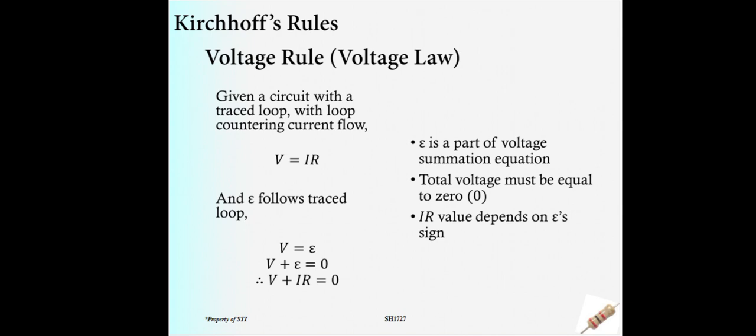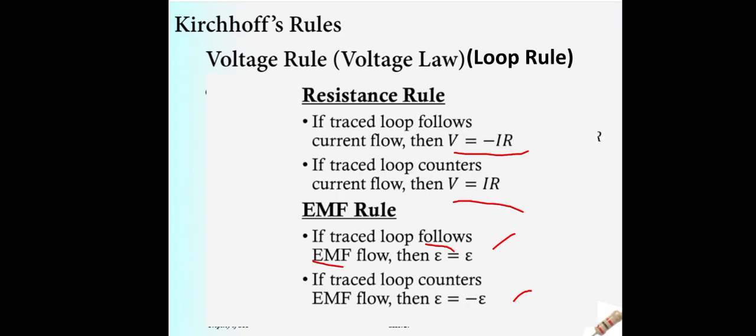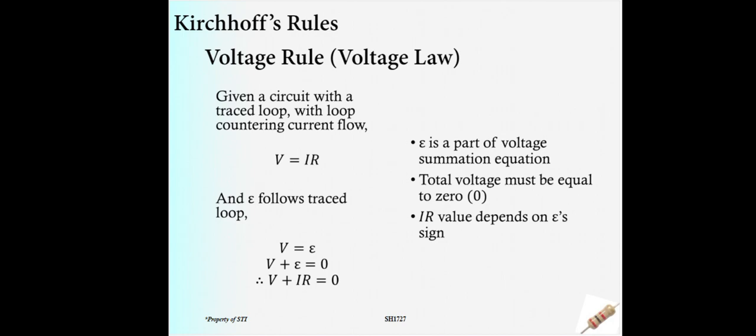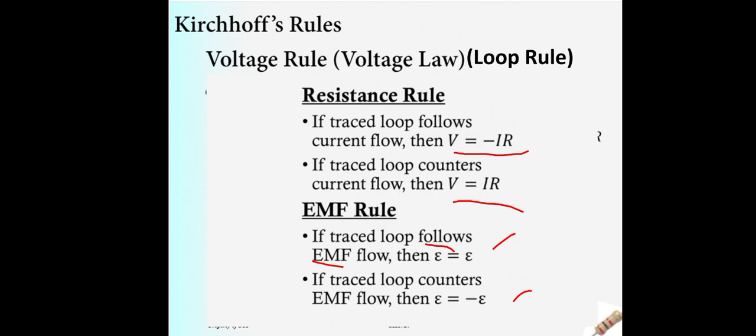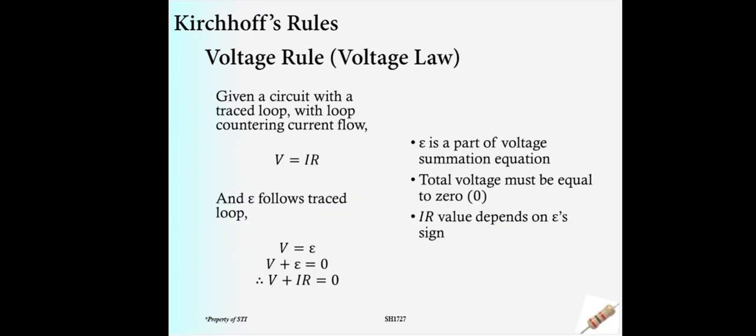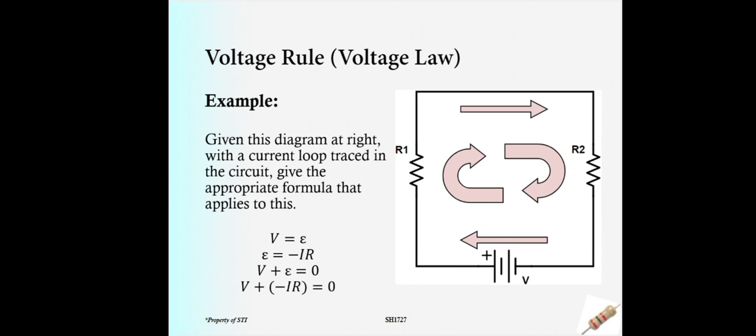And an additional note, given a circuit with a traced loop with loop countering flow: if the traced loop counters current flow, then V is equal to IR. And E follows the traced loop, so E is equal to E. Therefore, V is equal to E, or simply, V plus IR is equal to 0, where E is a part of the voltage summation equation, and the total voltage must be equal to 0, and the IR value depends on E's sign.